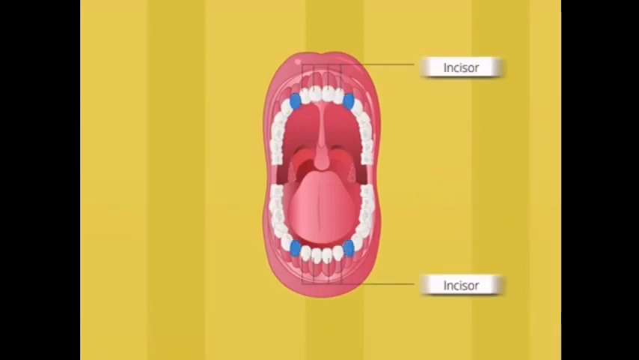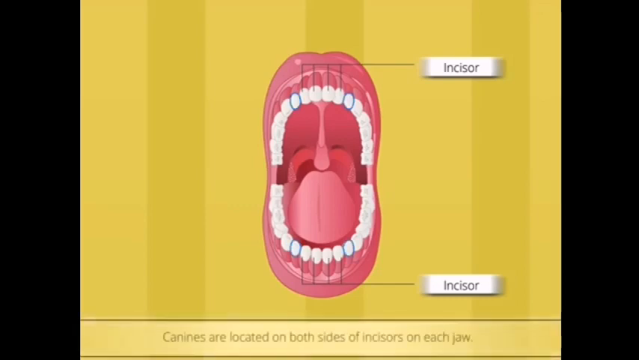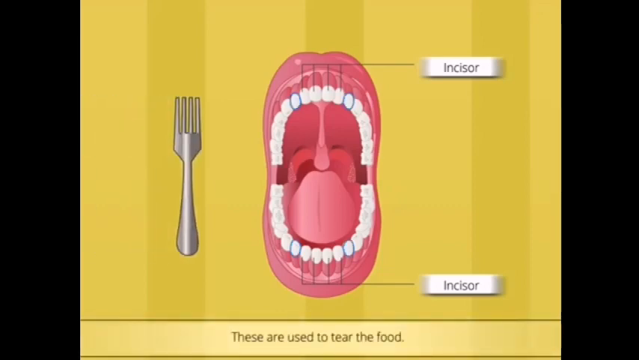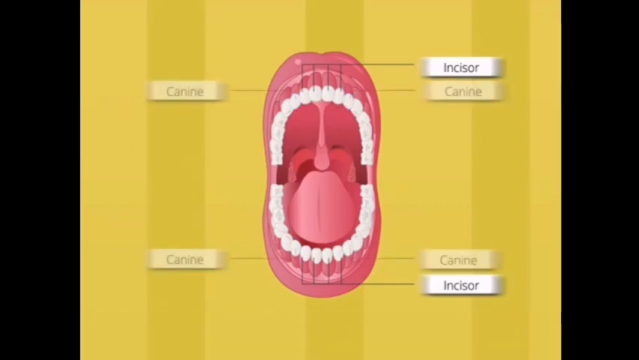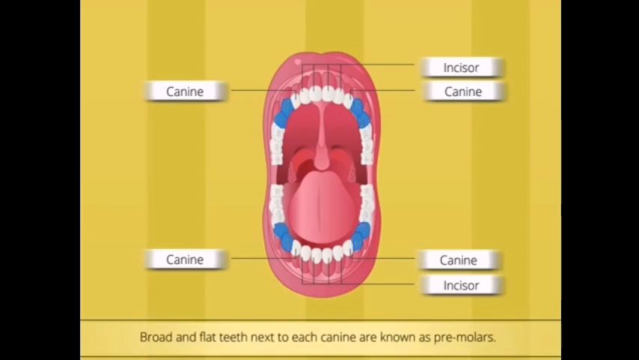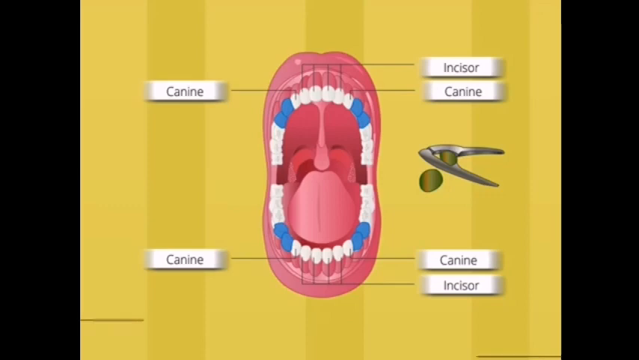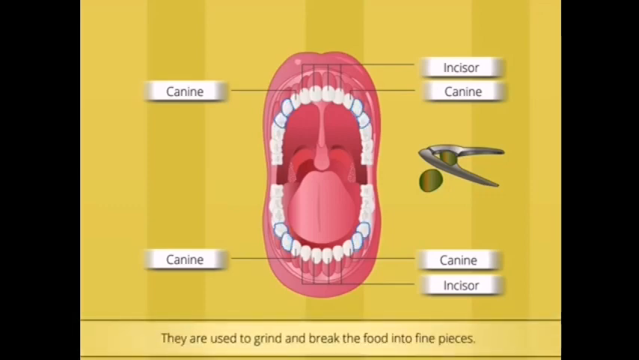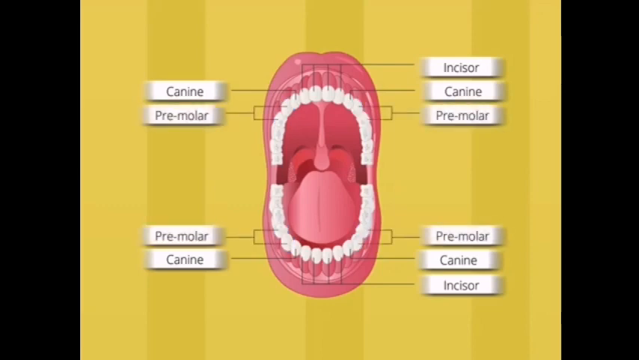The next type is canines. They are 4 in number, 2 on the upper jaw and 2 on the lower jaw, and are located just near the incisors. They are sharp teeth. It helps for the tearing of food. Next are the premolars. The premolars are 8 in number, 4 on the upper jaw and 4 on the lower jaw. The ends of the premolars are flat or blunt, and they help in chewing or grinding the food.